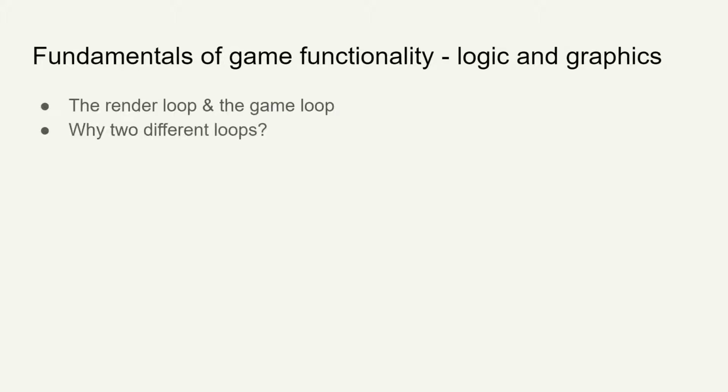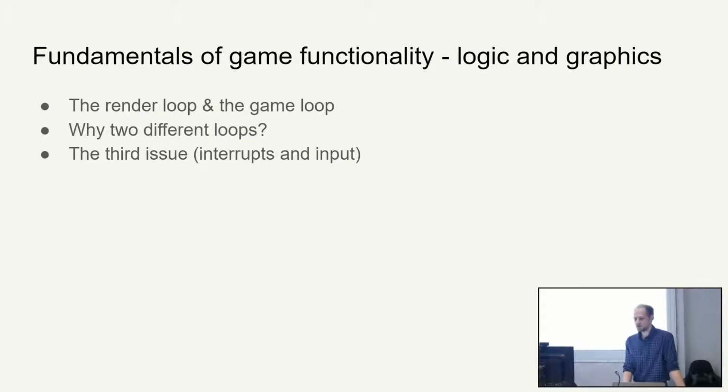We talked about why we have the two different loops, and the third loop that I was going to mention before is the interrupt. The other thing games do, which a lot of other programs don't have to do, is deal with user input, which can be happening outside of your game loop or your render loop. If you're dealing with the game speed at 60 frames a second and someone presses a key in between, you don't want to just discard that key press.